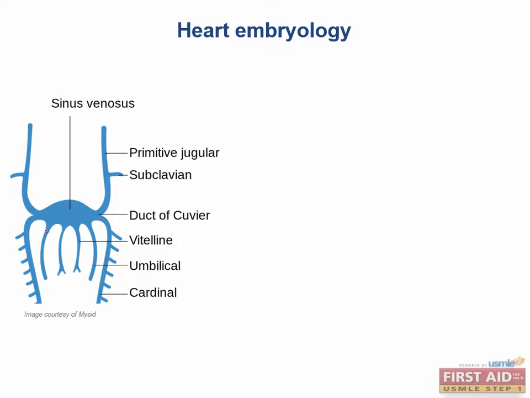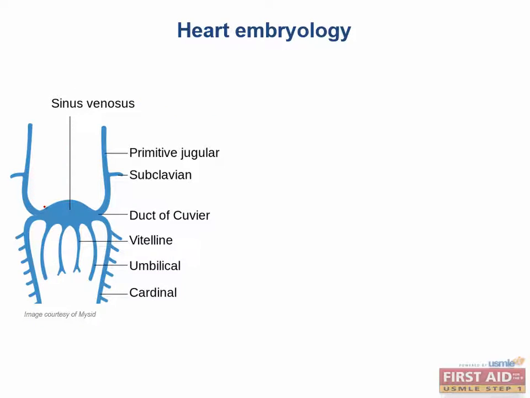What about some of the venous embryology? This image represents the primitive veins in embryological development. To orient ourselves, let's remember that the sinus venosus becomes part of the right atrium. Its remnant is called the sinus venarum. The sinus venosus is where the superior vena cava will come in from above, and the inferior vena cava will come in from below.